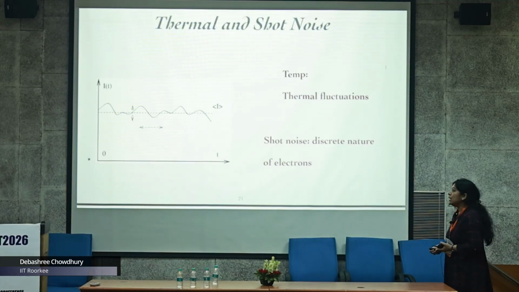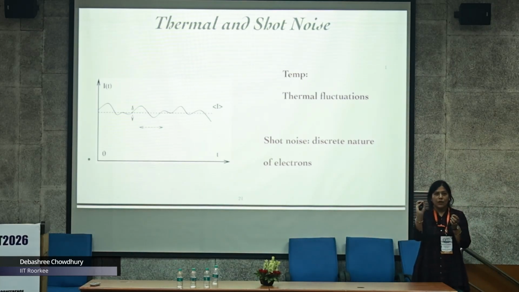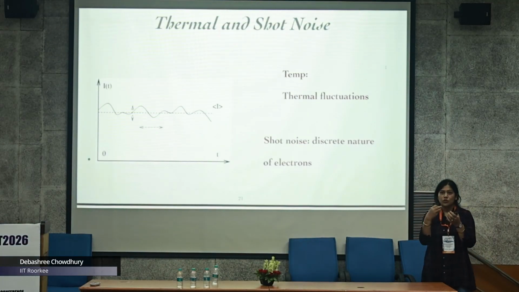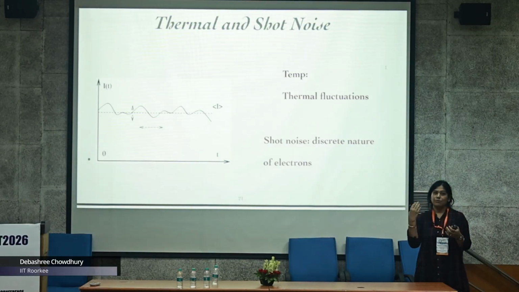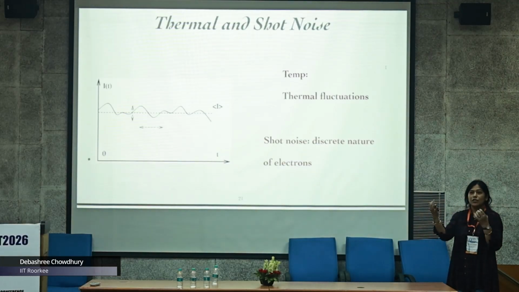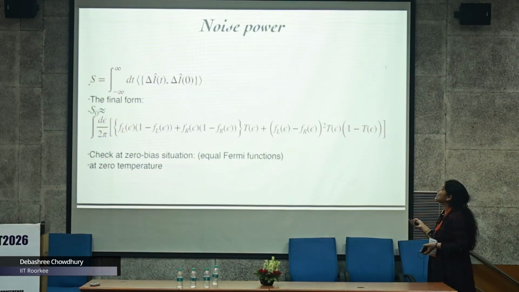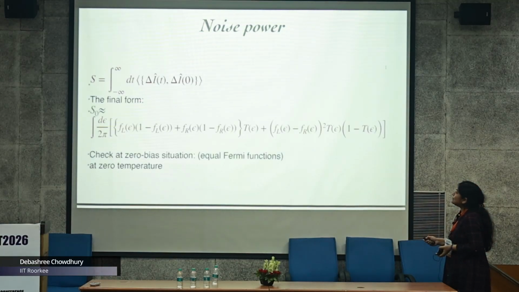By discrete nature, I mean that as we are placing the quantum dot in between, electrons need to choose whether they transmit or they reflect back. Because of this choice, it is called the partitioning of the shot noise. I don't have much to say in this case, but what we do is basically we calculate the current correlation, and this is the noise power spectra. If you calculate that, you can have this kind of two terms.